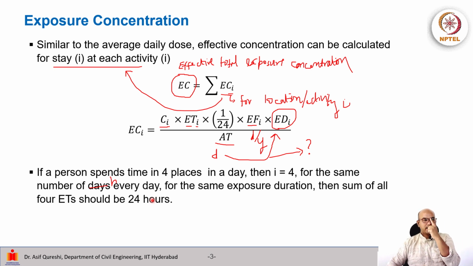So the sum of exposure times for all activities in a day cannot be more than 24. Actually, it has to be exactly 24 hours. So any day, if you add exposure times for all the activities carried out in a day, the total time should be 24 hours.